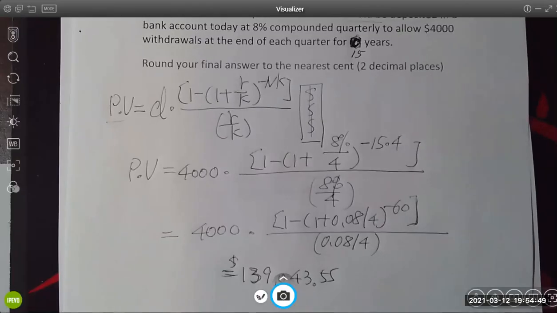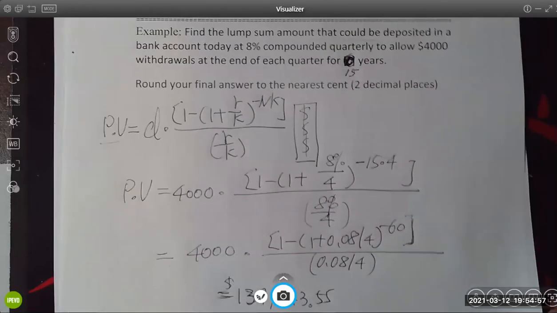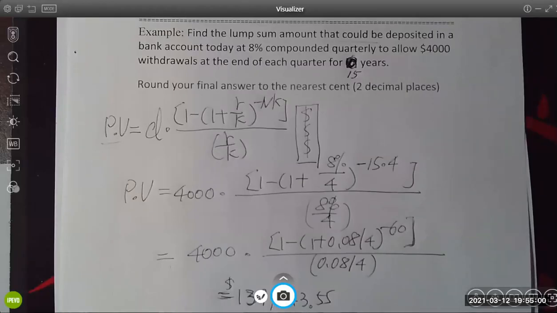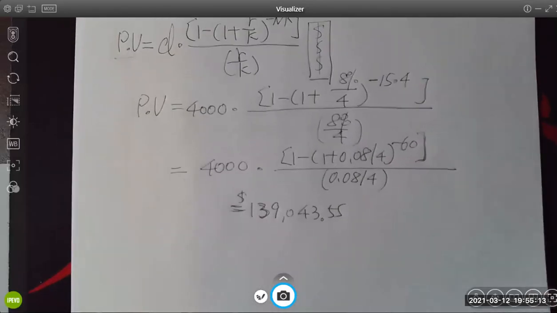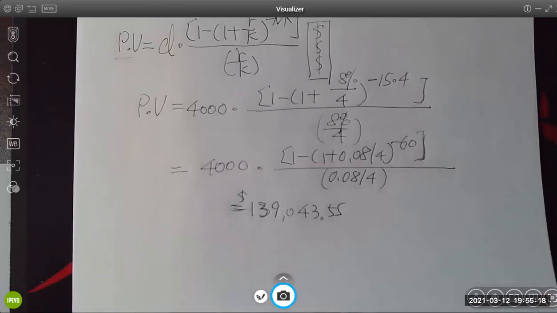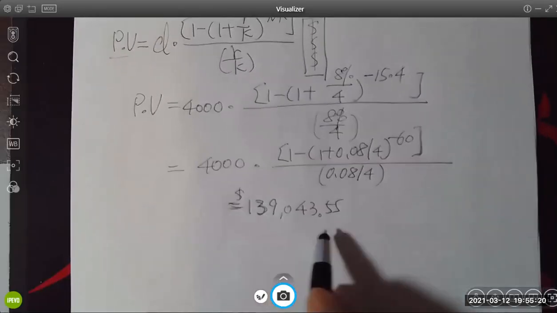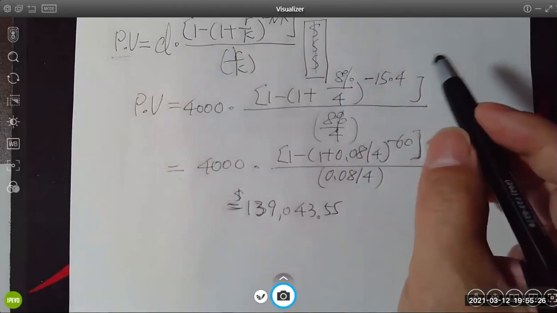This whole thing means that if you deposit, or if you have, $139,043 today, you will be able to withdraw $4,000 every quarter for the next 15 years under the current terms, 8% compounded quarterly. That also means at the end of 15 years, your account value is very close to zero. So that's the minimum amount needed to sustain this $4,000 quarterly withdrawal for the next 15 years.